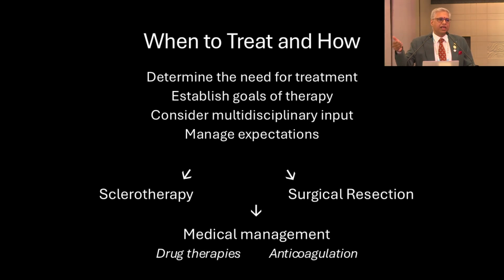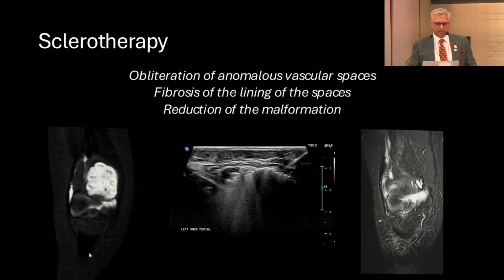You're not going to ameliorate and completely make the malformation disappear in the majority of situations. You need to manage the expectations. What are our options? We have sclerotherapy, surgical resection, medical management. I'm not going to go into much detail in these. I'm going to be really quick and superficial in touching upon these three modalities.